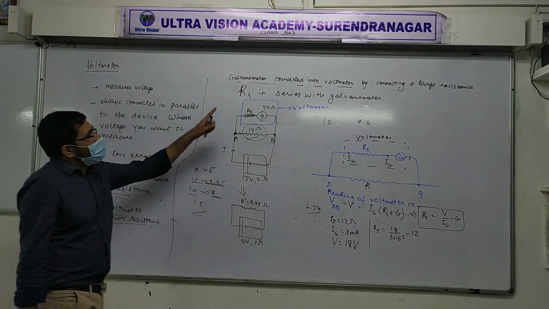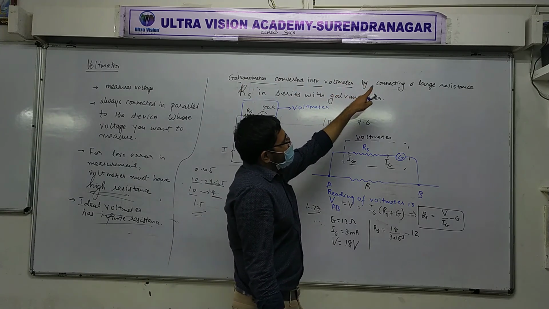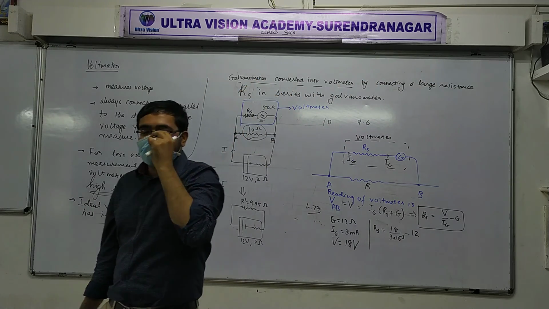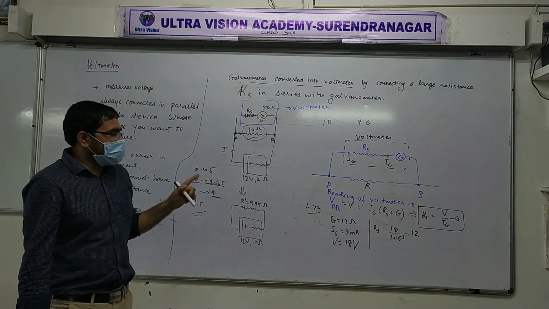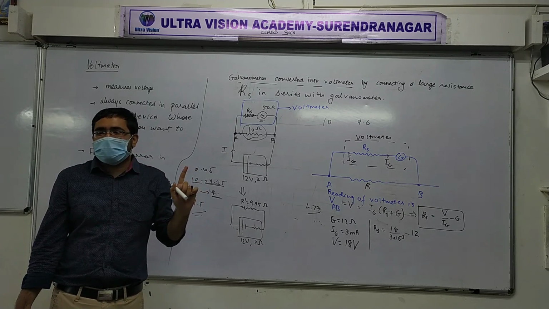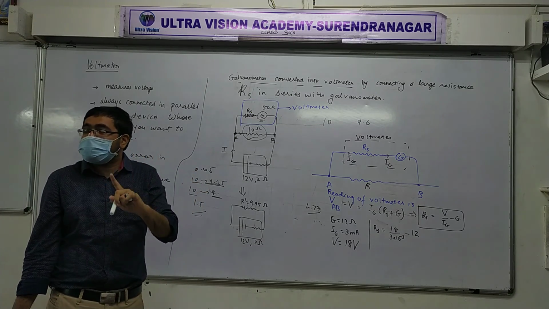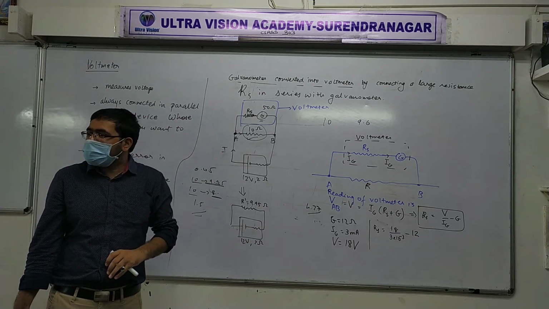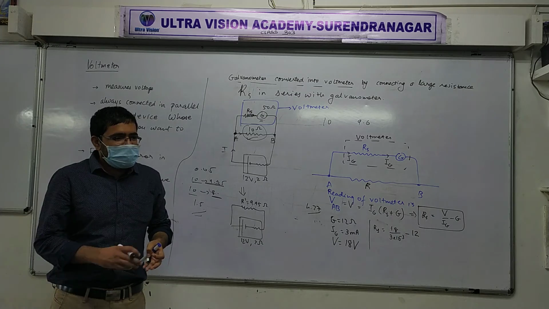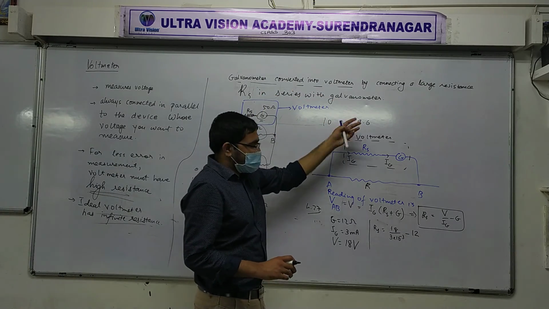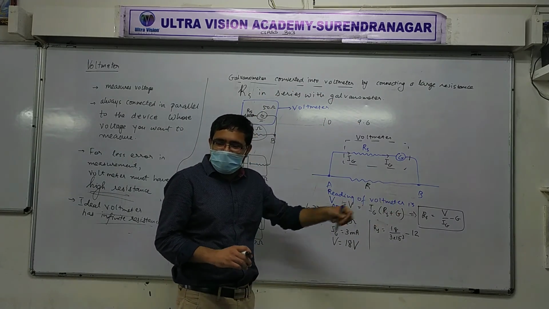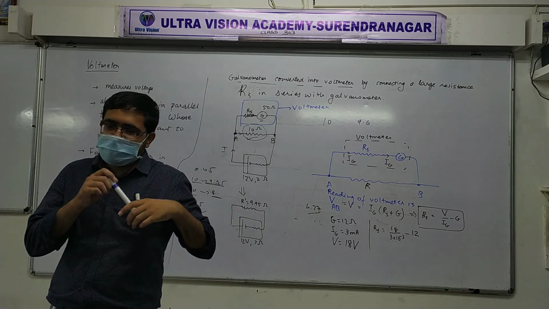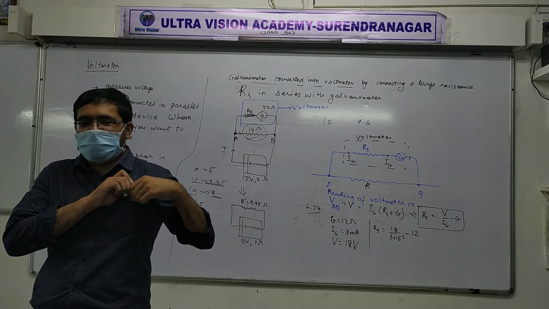To convert a galvanometer into a voltmeter, we connect a large resistor. How much resistance? 5988 ohm in series to the galvanometer. Understood? Okay or not okay? Write the answer in the sentence as written: by connecting a 5988 ohm resistance in series.